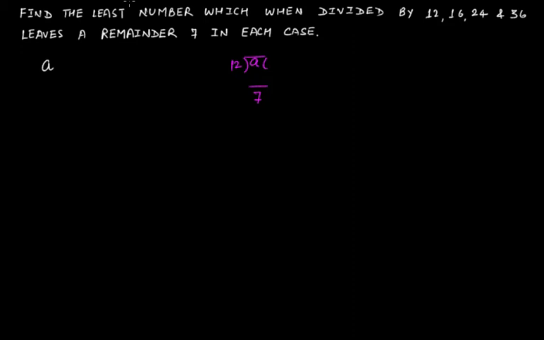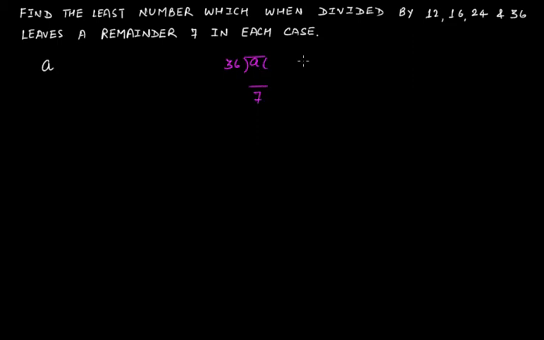If you divide it by 16, the remainder should be 7. If you divide it by 24, the remainder should be 7. If you divide it by 36, the remainder should be 7. That is, it doesn't matter whether you are dividing by 12, 16, 24 or 36. In each of these cases, when you divide A, the remainder should be 7.